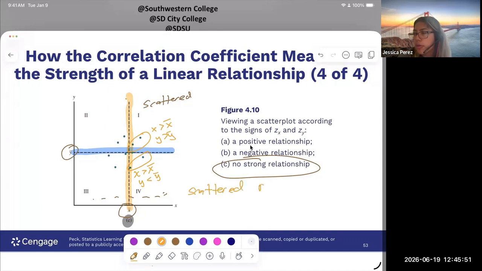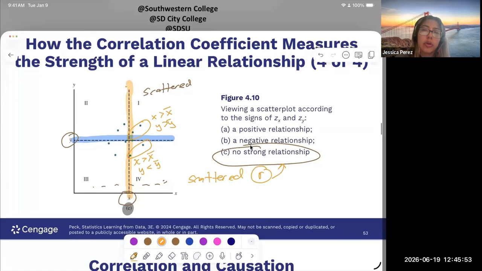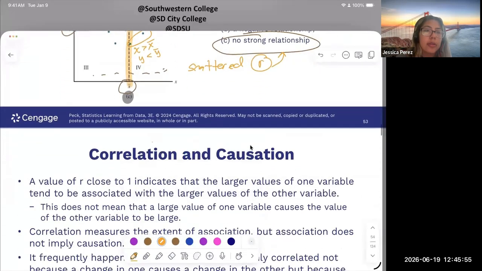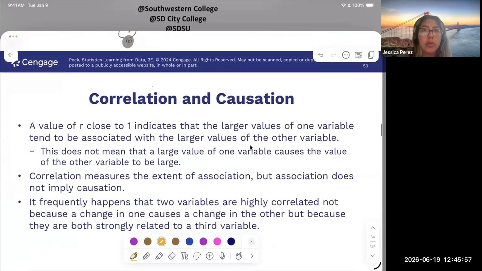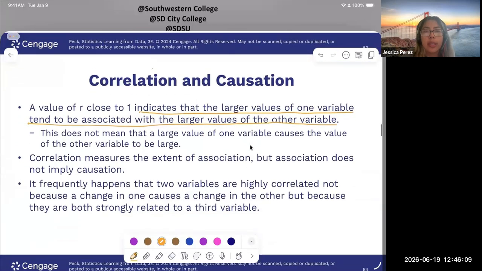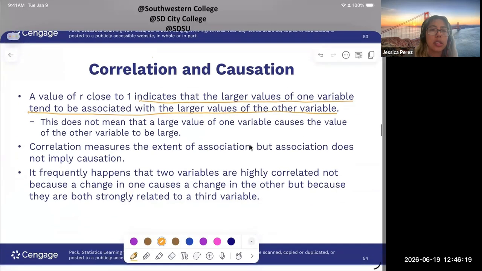So the linear correlation coefficient R will not have a strong relationship. A value of R close to 1 indicates that larger values of one variable tend to be associated with the larger values of the other variable. This does not mean that a large value of one will cause the other one to be large. Be careful. Correlation measures the extent of association, but association does not imply causation.